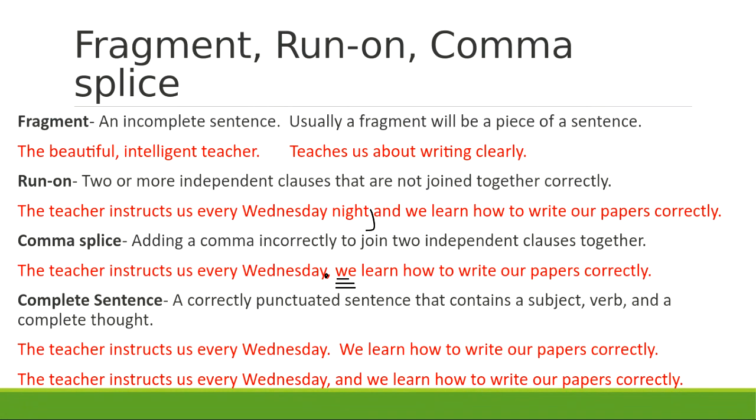We can add a semicolon and make it compound. We could add a subordinate conjunction like "since" and make it complex. But our goal is always to write in complete sentences. And sometimes we have to make some revisions and changes to turn our fragments, run-ons, and comma splices into a sentence that belongs in our paper.